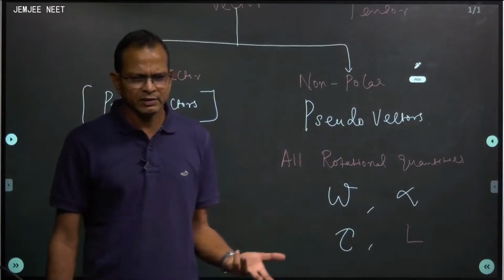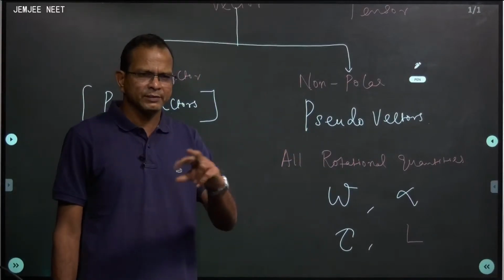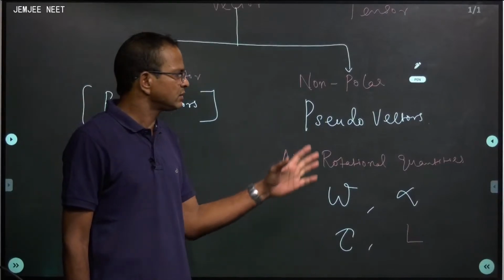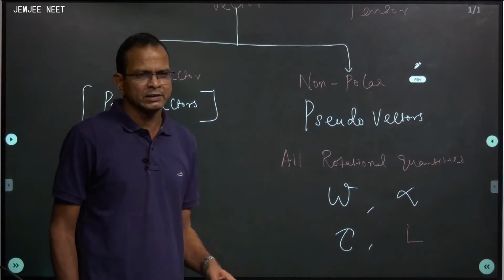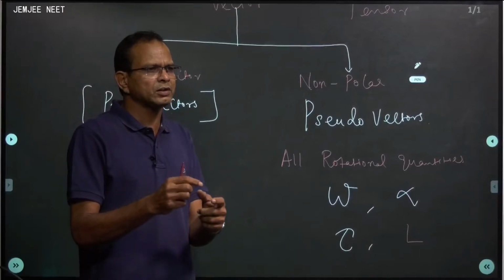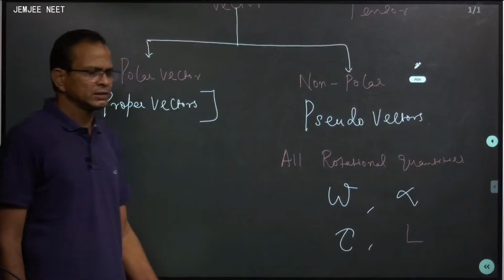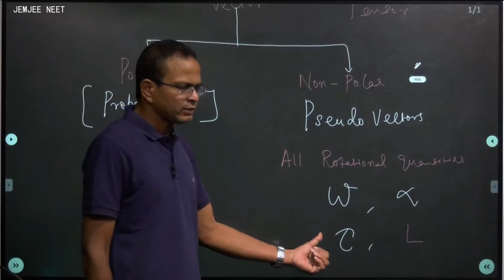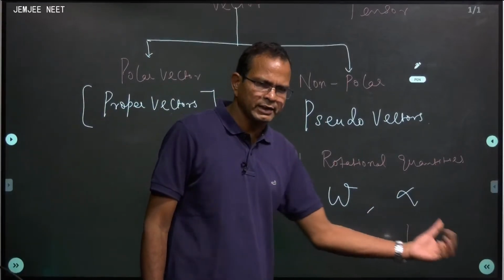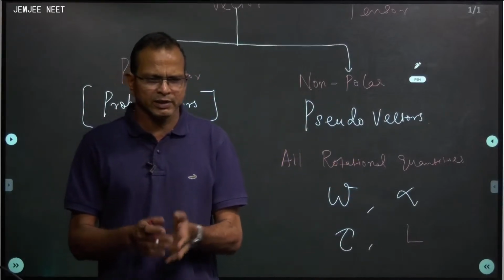So the direction is not fixed. It depends on the observer, and the direction will change. Those vectors are called pseudo vectors. I hope you understand. According to your position, the direction may appear to change. This kind is what is called a pseudo vector. The excellent examples are angular velocity, angular acceleration, torque, angular rotation, anything related to rotation.